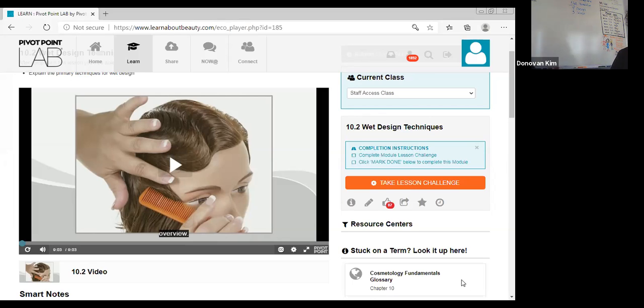Okay, there's different ways of getting these wet designs, even braiding the hair while it's wet and letting it dry, and unbraiding it, and then you have that crimpy effect. Look, I love that too. That is what your wet designs are for, people.